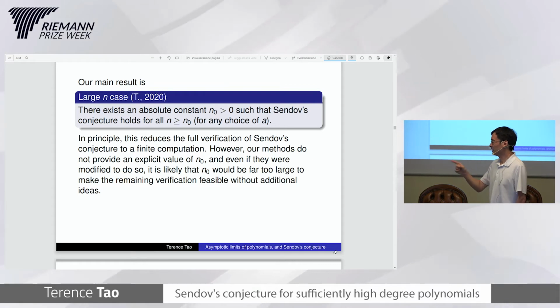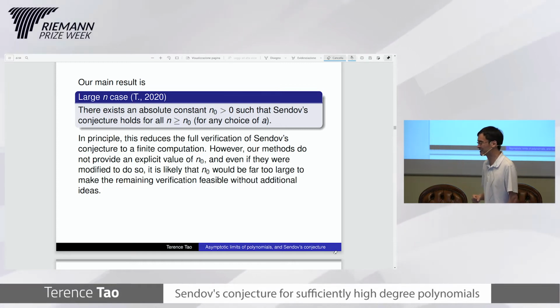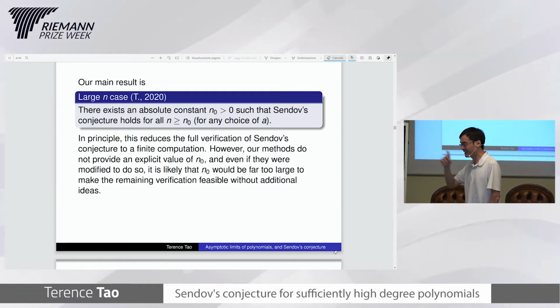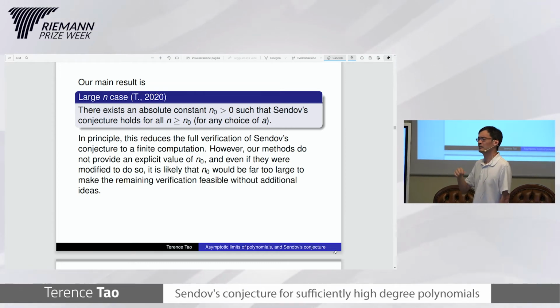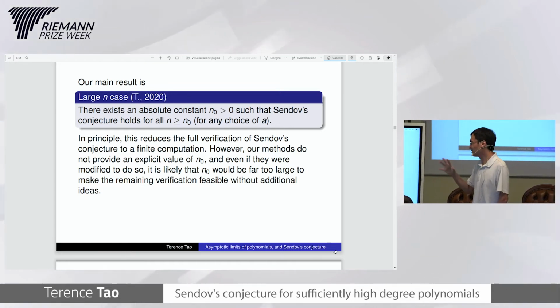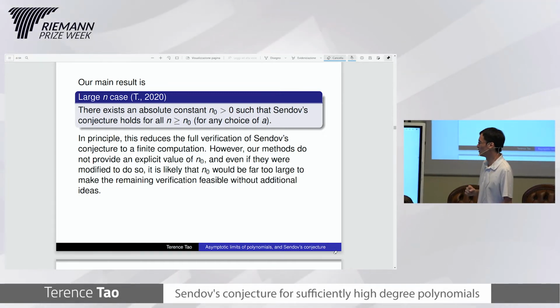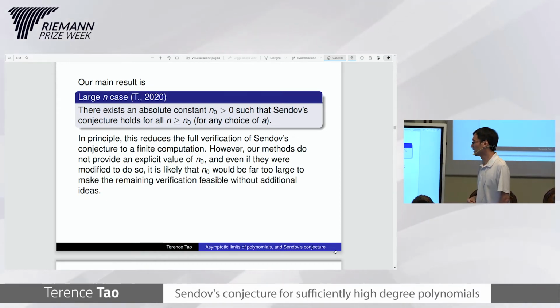The problem is that this n naught is really huge. In fact, I don't even compute it. I can only indirectly show it exists, and computers can only get up to 8. So the proofs are not computer assisted currently. Even though the conjecture is now in principle solvable, there's still a lot of work left to be done before we can actually finish off the conjecture. But it is at least in principle decidable now.